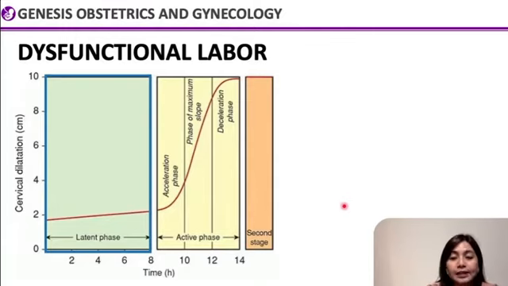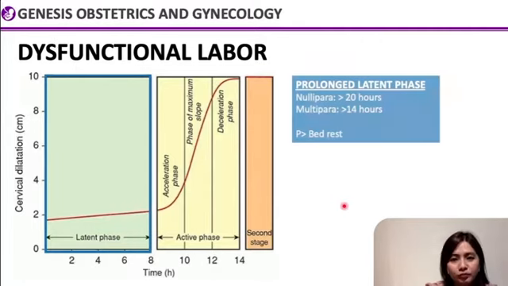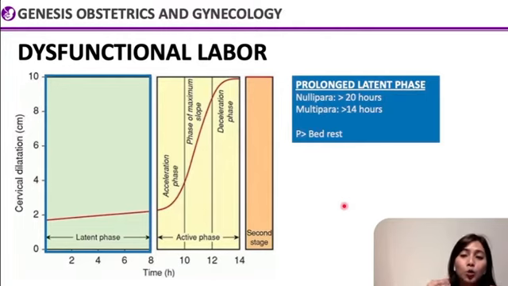But for the local guidelines, we'll just say na 4 centimeters yung start ng active phase, okay? So, ang latent phase mo is below 4 centimeters. So, kapag below 4 centimeters yung cervical dilatation mo, you could have problems involving prolonged latent phase. So, ano yung prolonged latent phase? Depende kung if you're dealing with nulipara. Nulipara meaning G1, P0. So, it's more than 20 hours for nulipara.